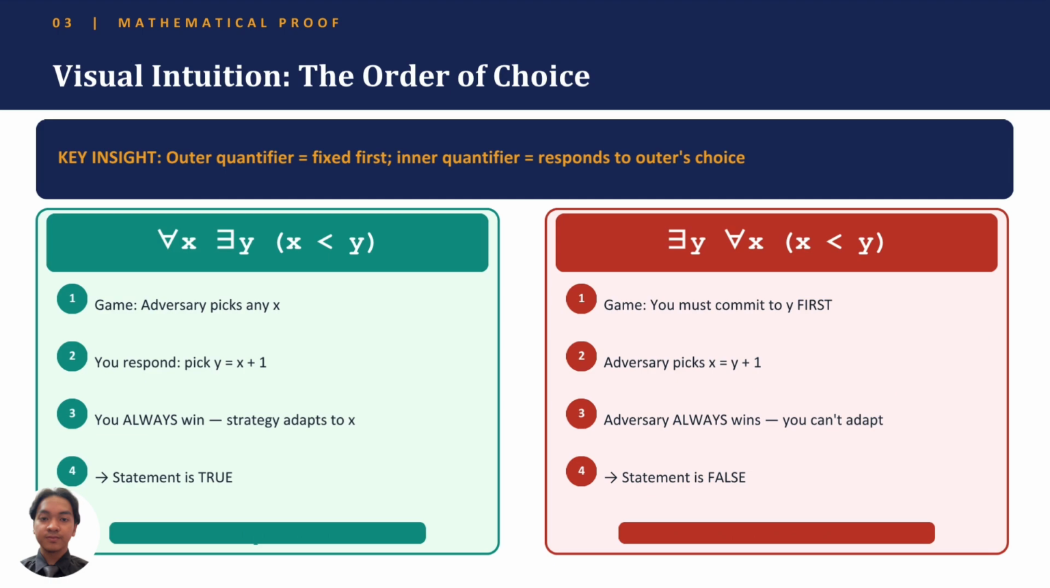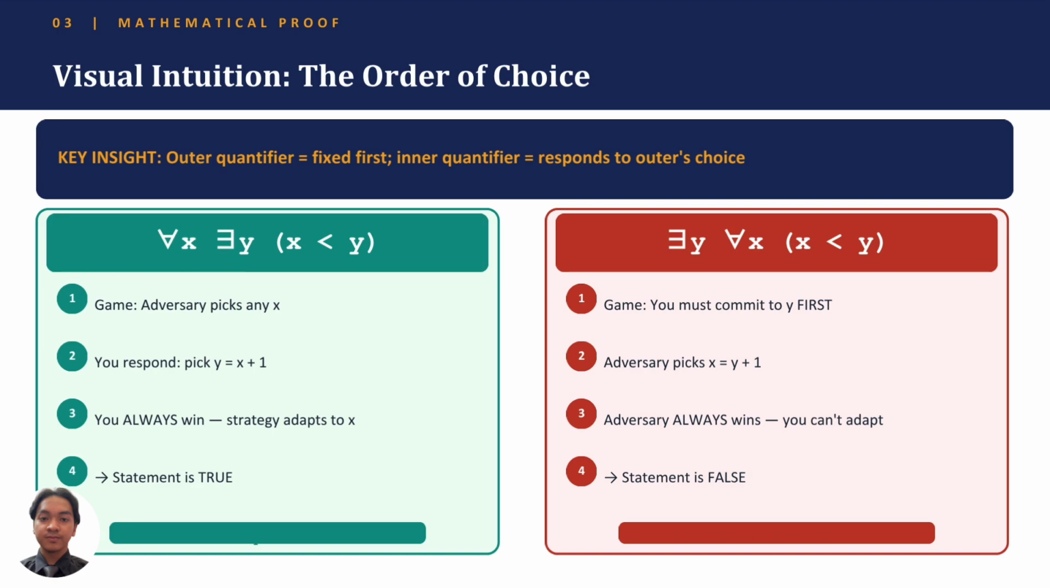Another one is the visual intuition, the order of choice. The outer quantifier is fixed first. The inner quantifier responds to the outer choice. For the first one, the game is adversarial: the adversary picks any x, and you respond. So we can pick y equals x plus 1. You always win. The strategy adapts to x. So the statement is true.